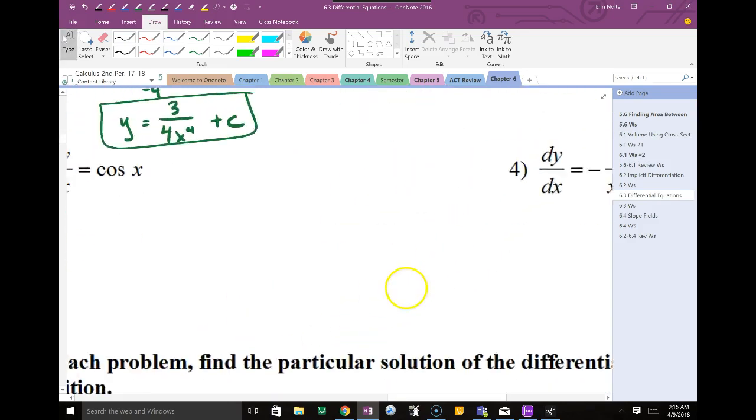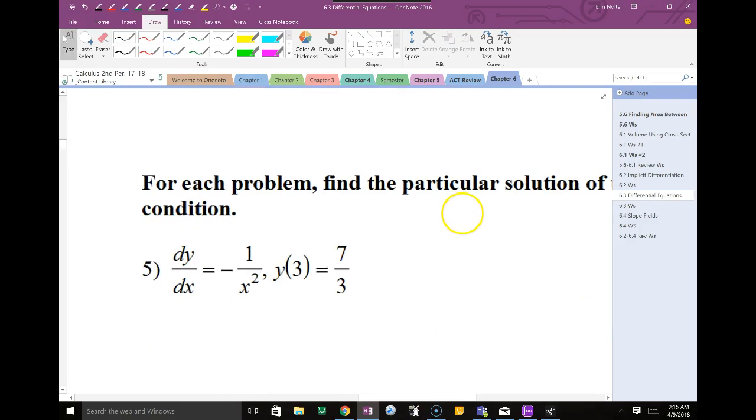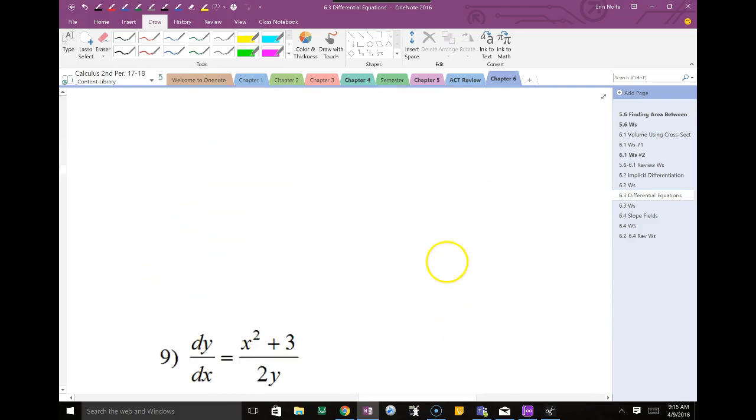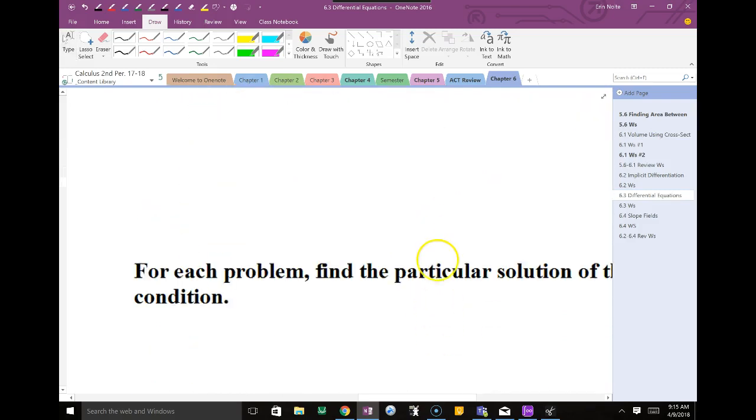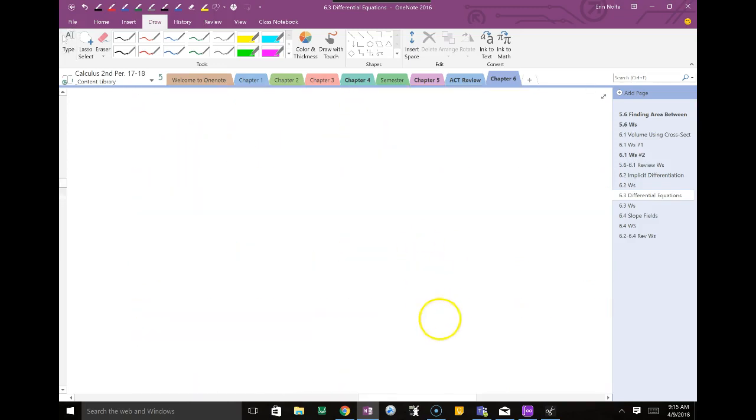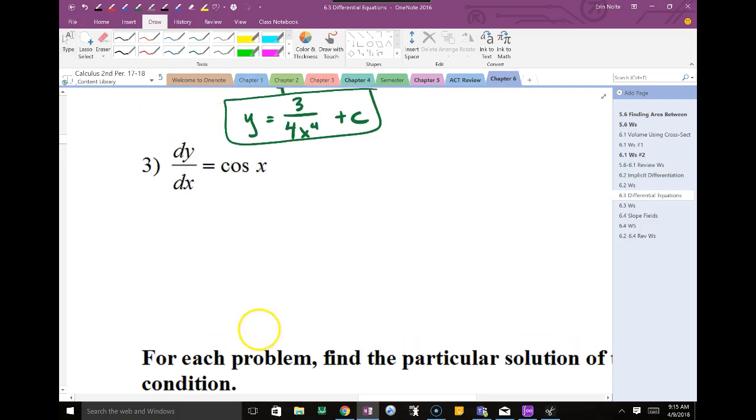Do you want to do this trig one? I haven't seen really hard ones yet. Why do you guys not like trig? Trig is not that hard. Okay, that's not the reason.